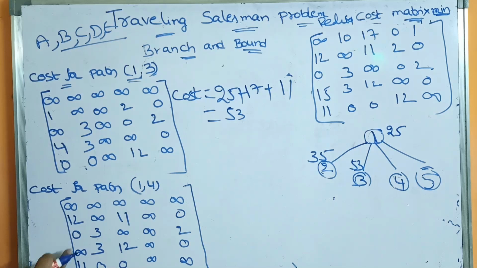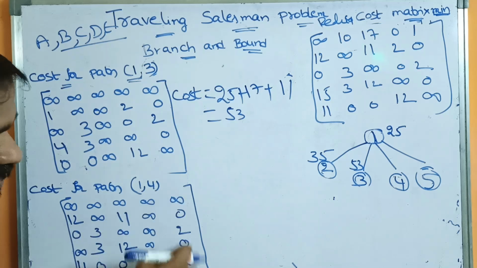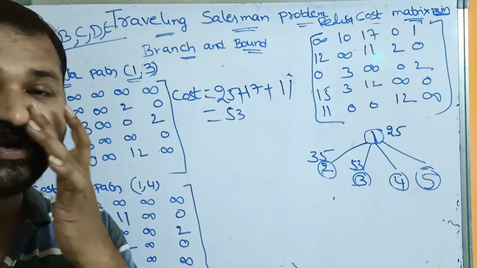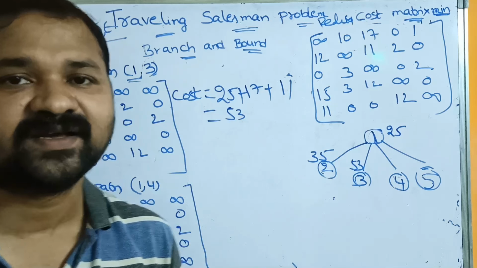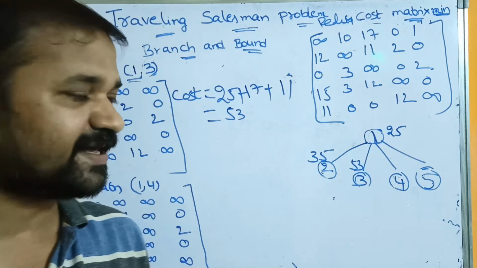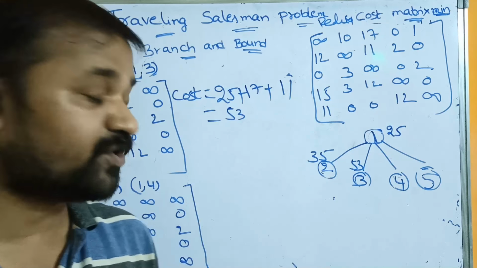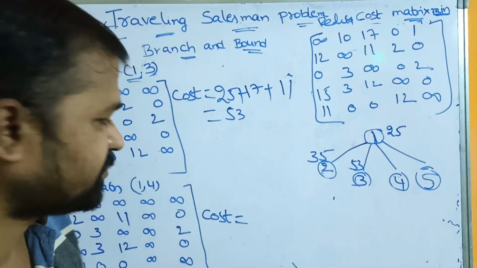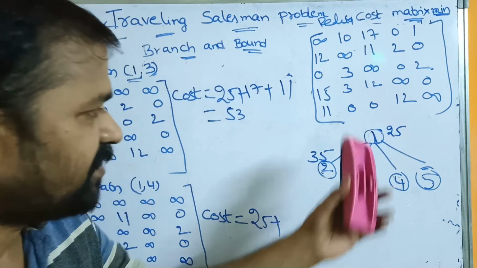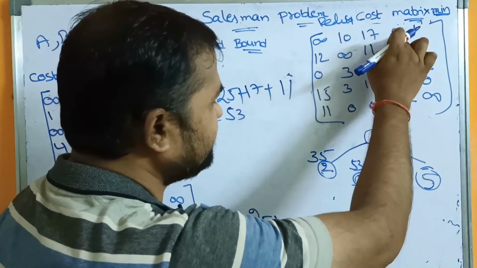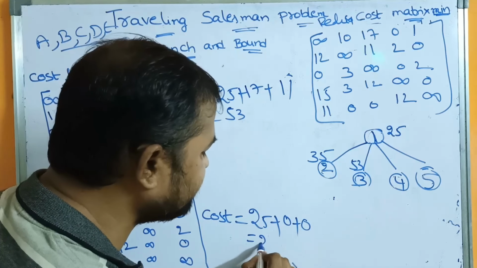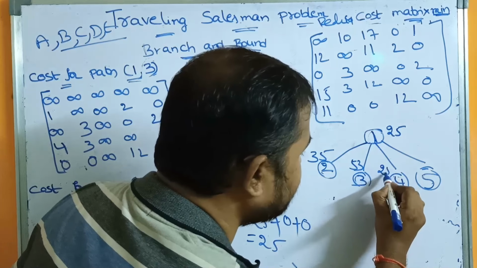If you observe the columns, first column contains a 0, second column a 0, third column a 0, fourth column all are infinity, last column a 0. Okay, 2 zeros are there, so there is no problem. So it is already in reduced cost matrix format. So reduction cost is 0 only. Now let us find out the cost here. So cost is equal to its parent node cost, that is 25, and edge cost from 1 to 4. From 1 to 4, the edge cost is 0 plus reduced cost is 0. So 25 plus 0 plus 0 is nothing but what? 25. 25 is the cost here.